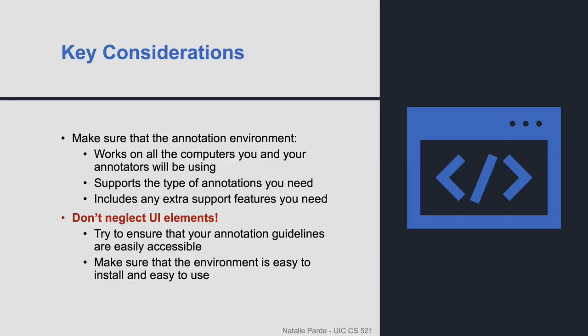When selecting your annotation environment, you should make sure that it works on all of the computers that you and your annotators might use. For example, choosing an annotation environment that is only supported on Windows when you and your annotators all use Linux-based systems could cause a lot of unnecessary headaches. You should also make sure it supports the types of annotations you need. If you need to annotate relations between spans of text, for example, you should make sure that there is functionality for doing so, and includes any extra features you need like built-in search functionalities or part-of-speech taggers.